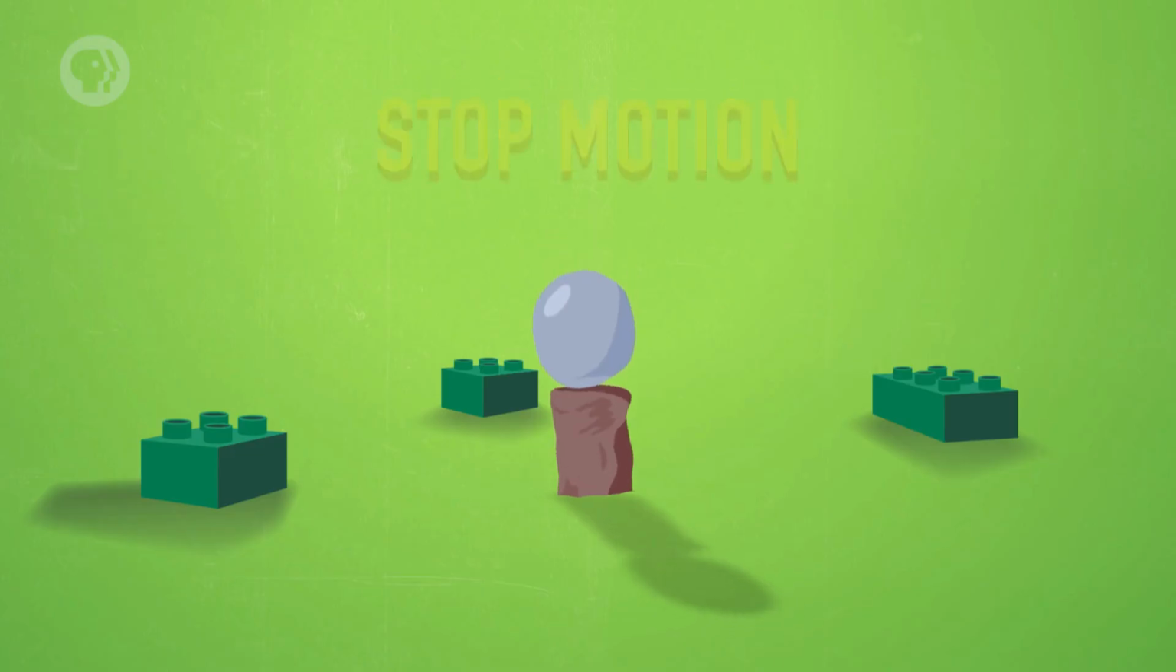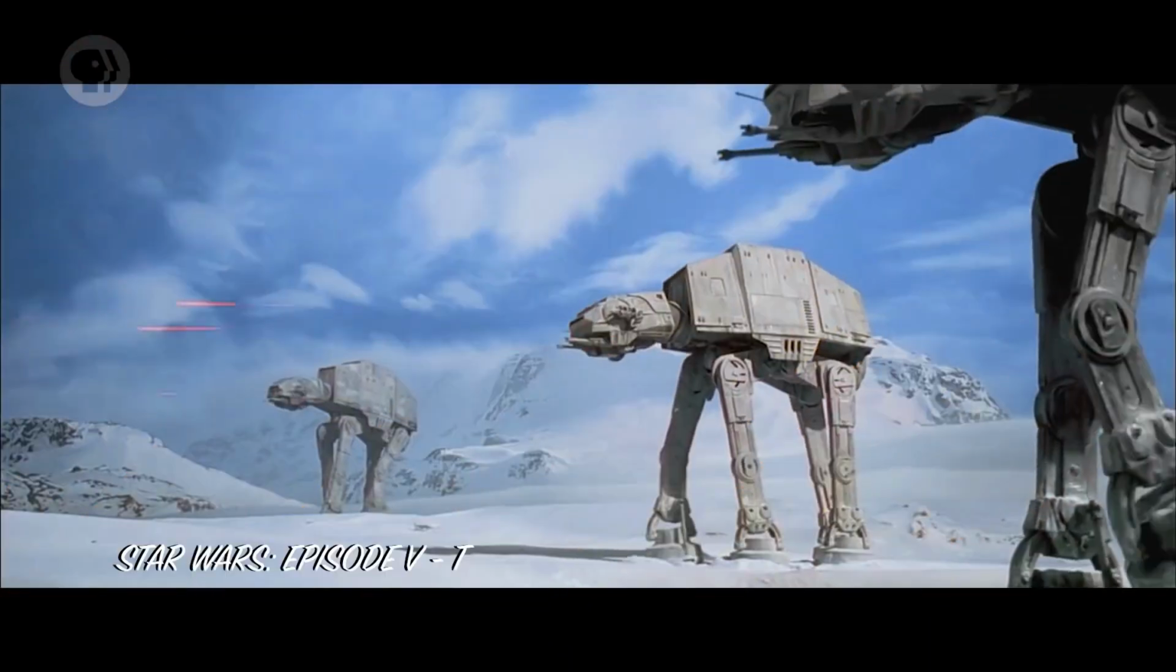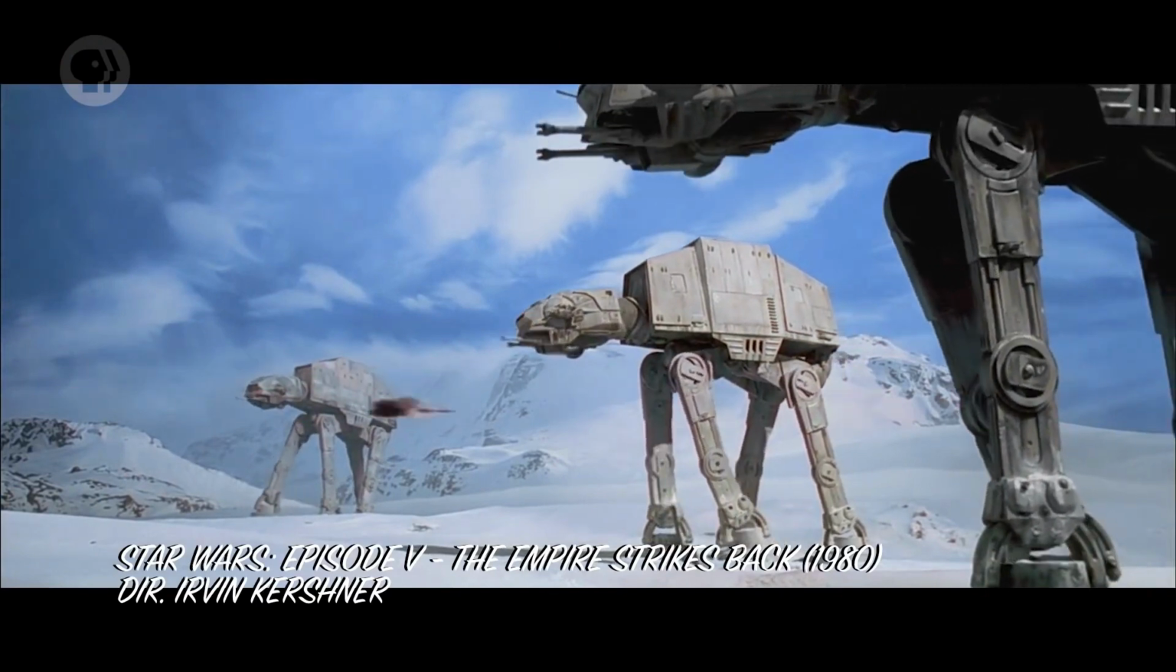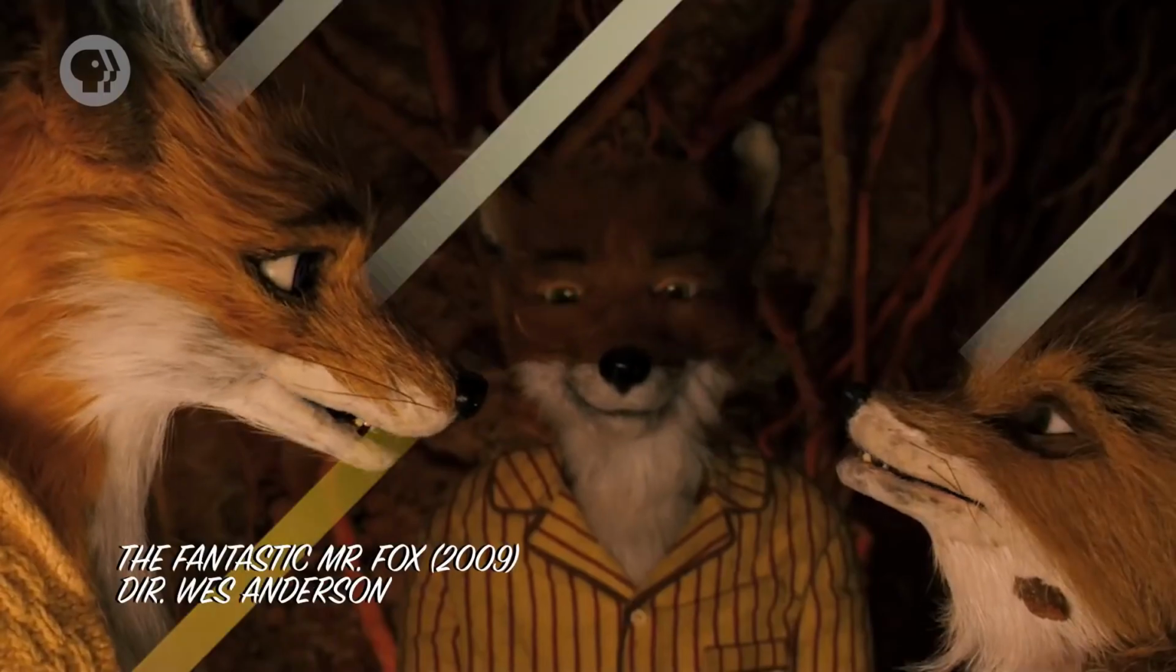Stop motion, sometimes called claymation, involves shooting a model one still frame at a time, moving it slightly between each shot. The Imperial Walkers in The Empire Strikes Back were created using this technique, as well as animated films from Wallace and Gromit to The Fantastic Mr. Fox. Beginning in the 1970s, another weapon was added to the special effects arsenal: computer-generated imagery, or CGI.